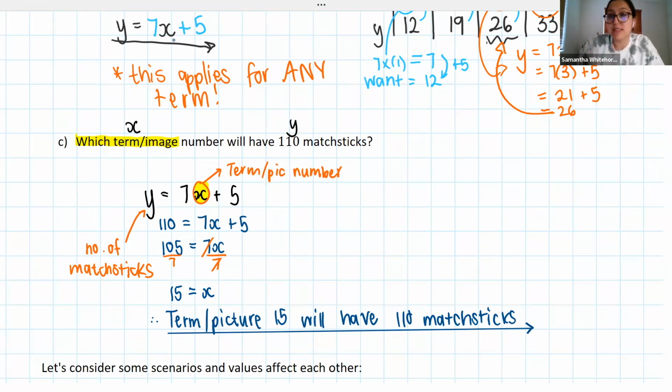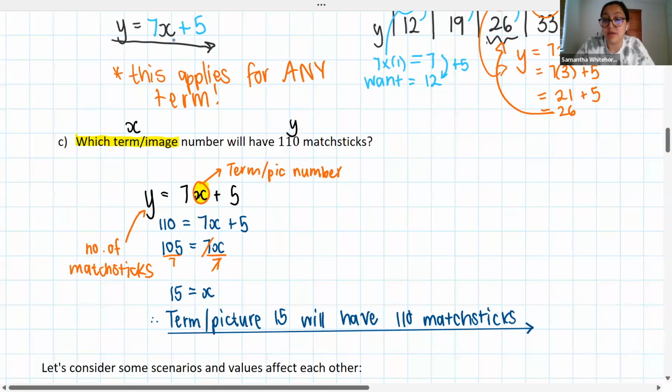But again, the importance here is that we have found a relationship, we found a rule, and we can now pretty much do anything in terms of this pattern with that rule. Verona?